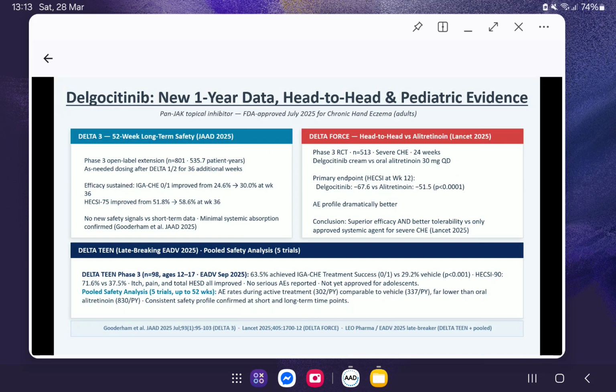And there is now a new study showing head-to-head and pediatric evidence. So now we have 52-week long-term safety. We also have a new study in adolescent patients with hand eczema. Really important to know. Think about your sports kids who play sports, who may be having irritation from constant usage of their hands, sporting equipment, et cetera. So that's new since last year as well.